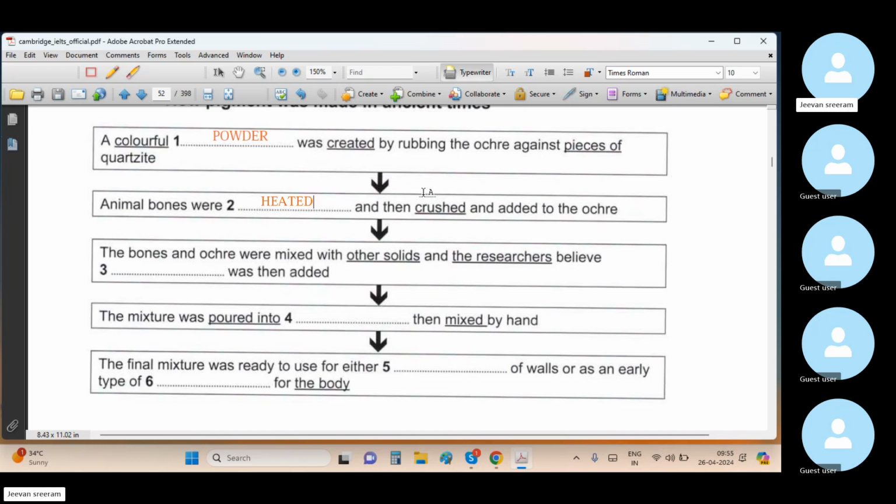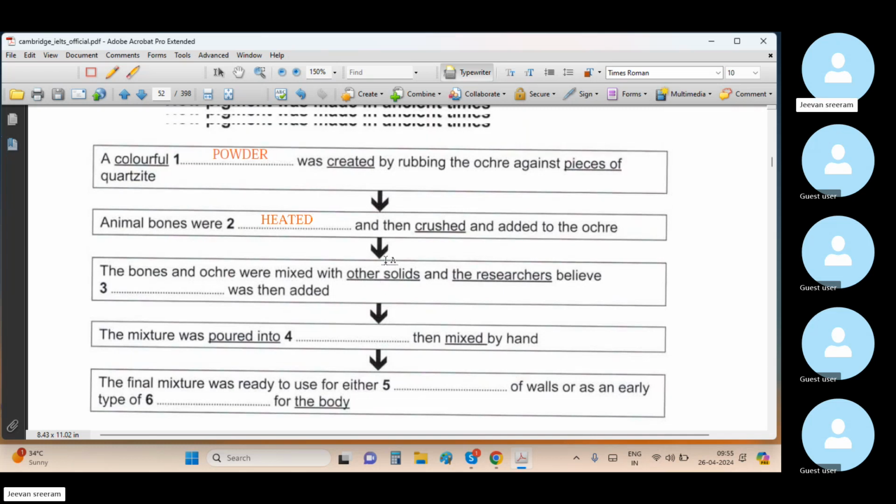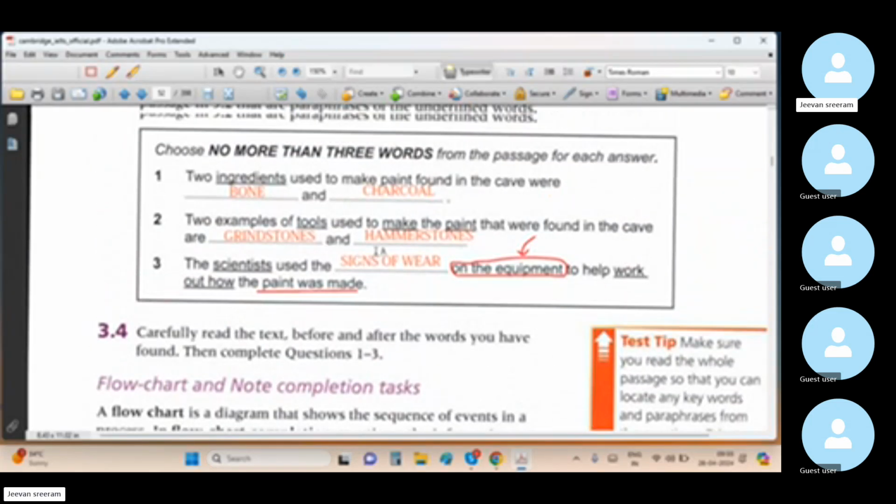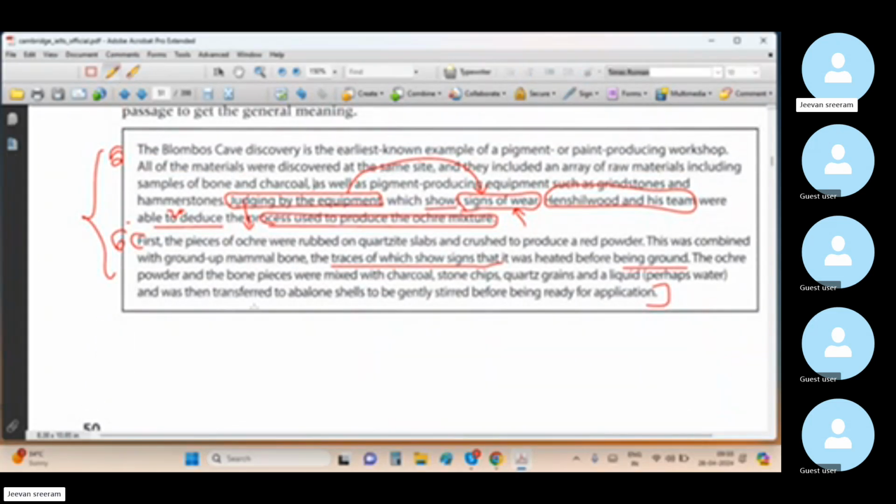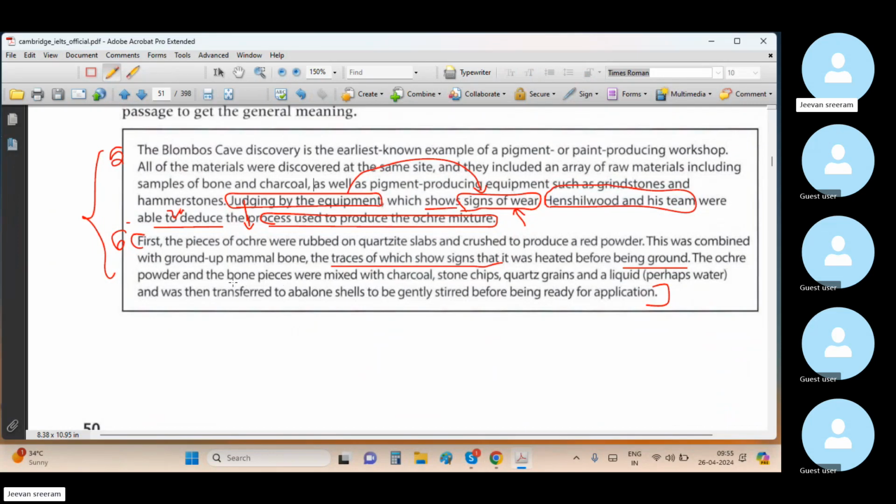The bones and ochre were mixed with other solids, and the researchers believed ash was then added. The ochre powder and bone pieces were mixed with charcoal, stone chips, and other solids. These are all solids, right? And a liquid, perhaps water, was then added.